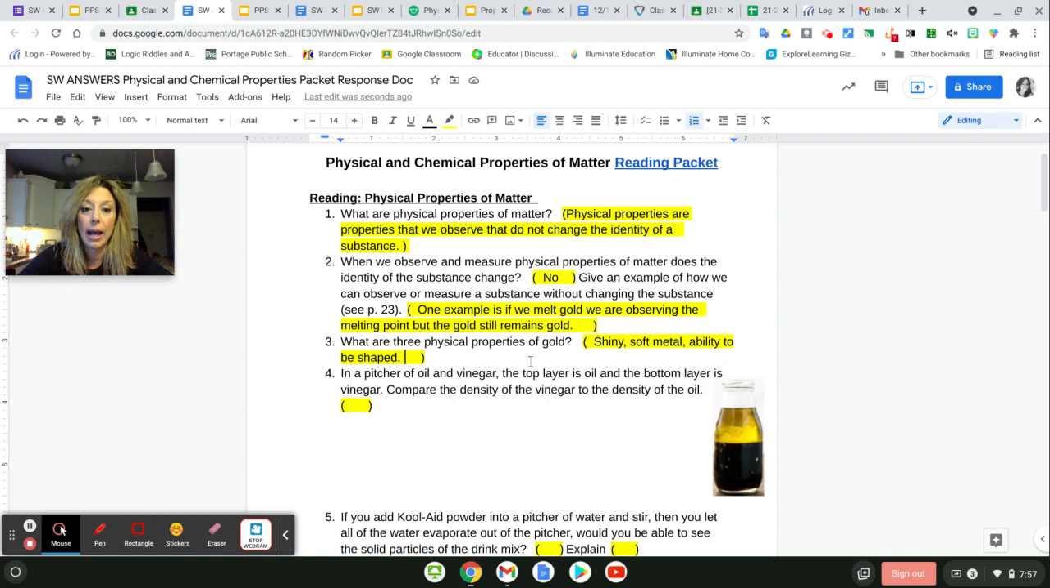Okay, here's a picture of oil and vinegar. The top layer is oil and the bottom layer is vinegar. Compare the density of the vinegar to the density of the oil. Okay, so if the top layer is oil and the bottom layer is vinegar, that means the vinegar is more dense than the oil.